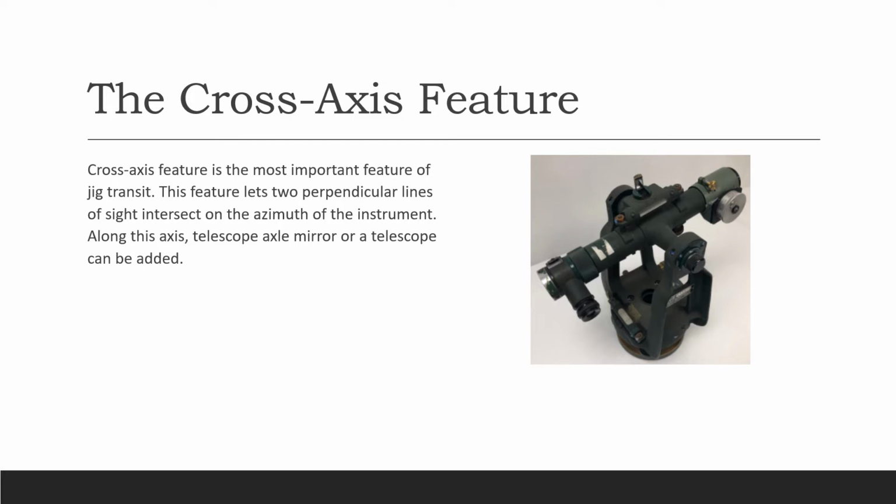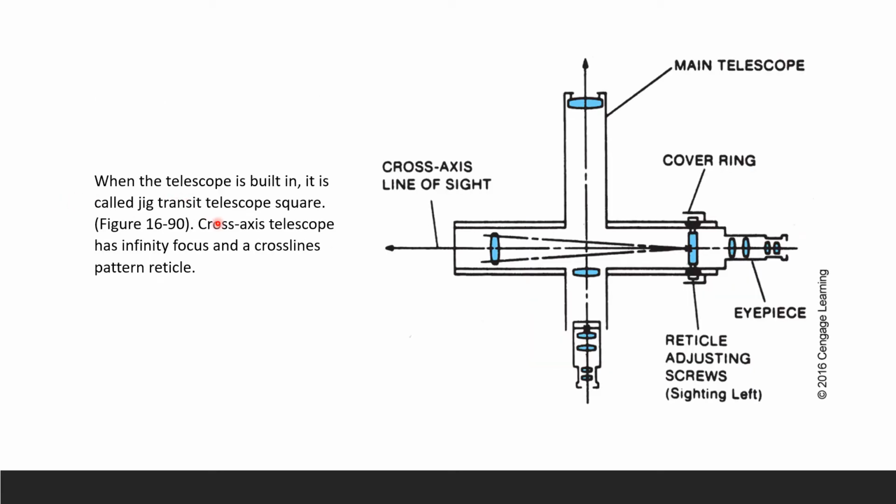So this feature is gonna let two perpendicular lines of sight intersect on the azimuth again of the instrument. So don't forget what azimuth is, right? And then along this axis, your telescope, all right, axial mirror or telescope, you can add it, all right? So that's why this feature is very important, because we can be able to do the attachment on it.